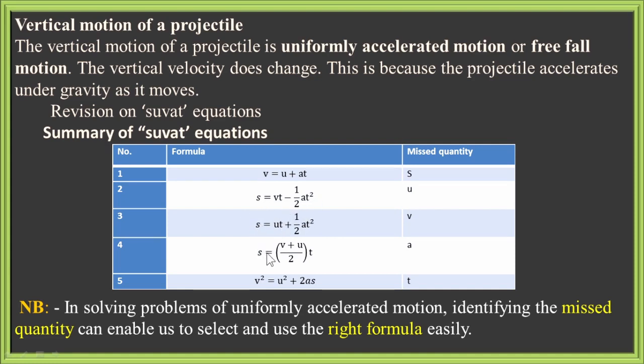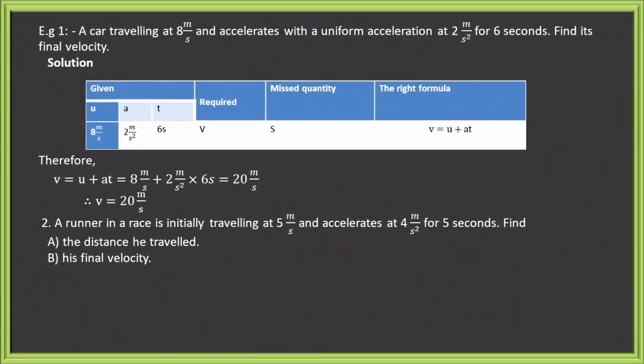The fourth equation is s = (v + u)/2 times t. Acceleration is missing in this equation. And the fifth one is v squared = u squared + 2as. t is missing. Note that in solving problems of uniformly accelerated motion, identifying the missing quantity can enable us to select and use the right formula easily. How? Let us see it by examples.